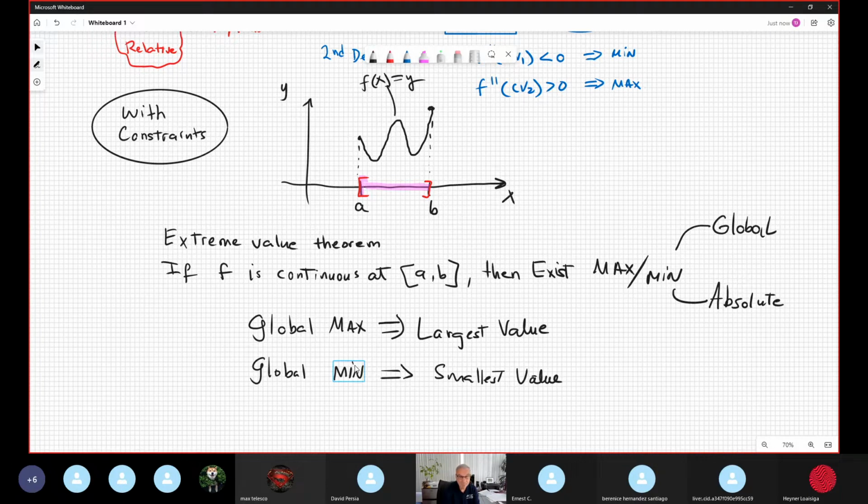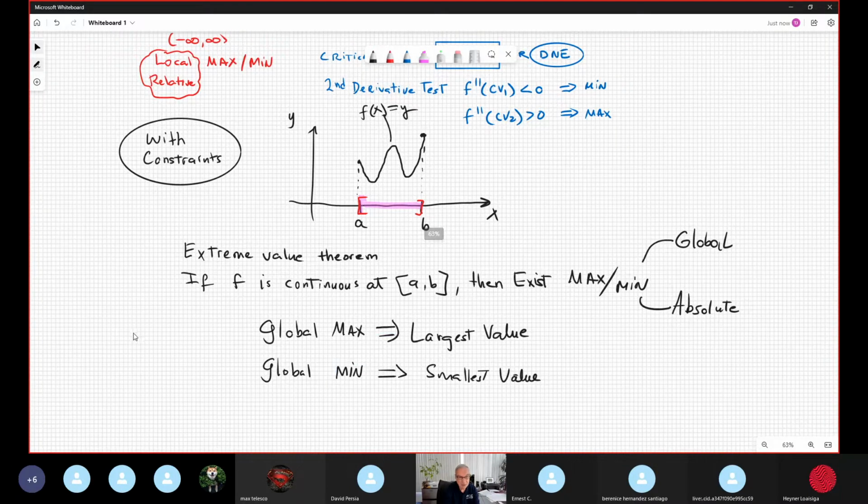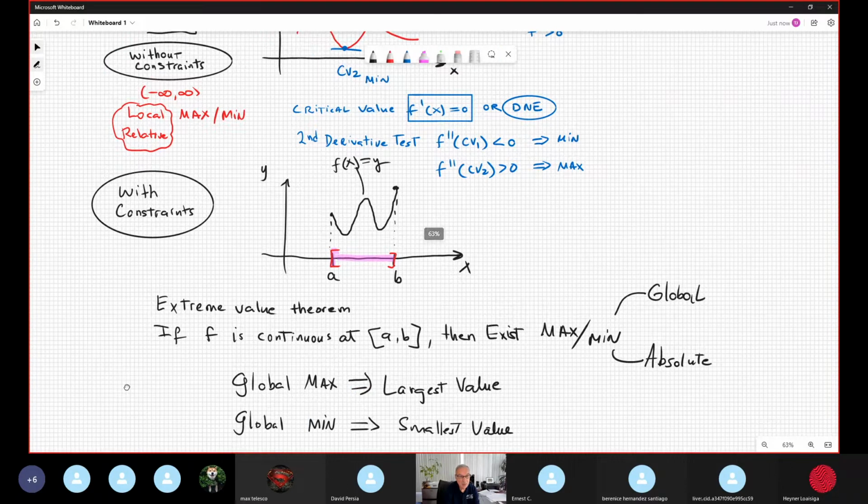How do we compute that? It's a little bit different from the local max and local min. The strategy is, I find the first derivative, no problem. You set it equal to 0, convert it to an equation, solve it, and find the critical values. I want to call them critical value 1, critical value 2, and critical value 3.